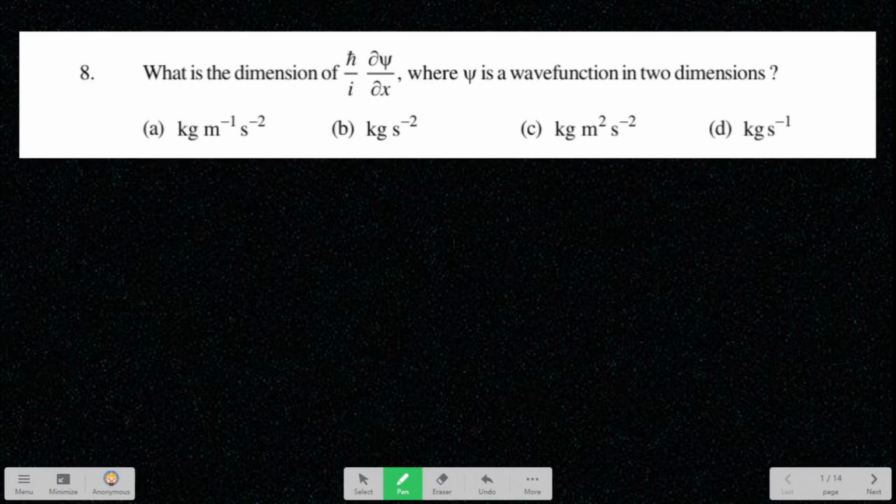This question is from JEST 2017 and is from the topic dimensional analysis, but we are doing it as a part of QM PYQ series because of the presence of wave function psi, which is pretty much part of quantum mechanics. So we are asked to find the dimension of h cut by i del psi by del x.